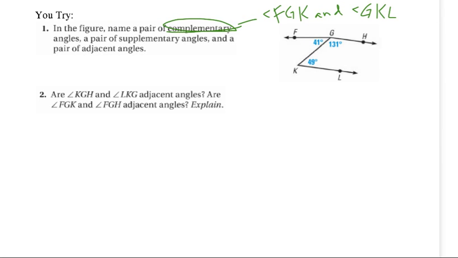All right, lastly, we have adjacent angles, and remember, adjacent angles have to share the same vertex and share one side, but they cannot overlap each other. So the only two that would make sense would be our angle 41 and 131. So FGK and HGK would be the only two that would give us an adjacent angle pair.